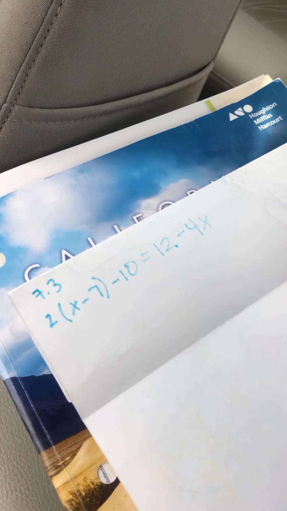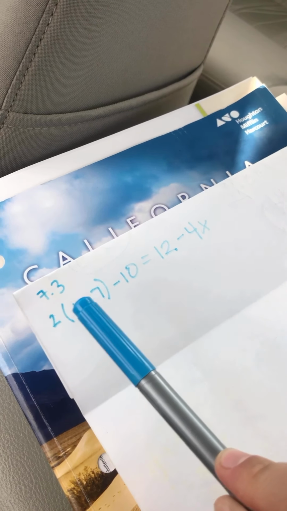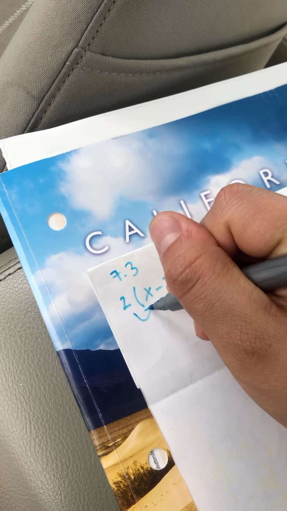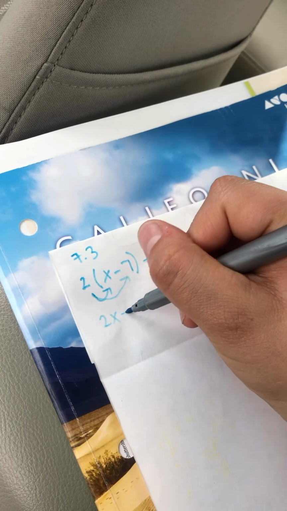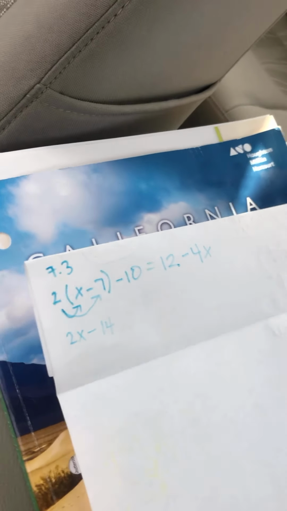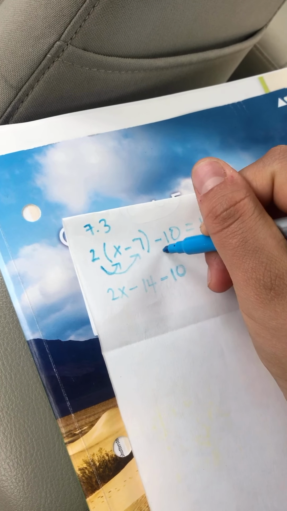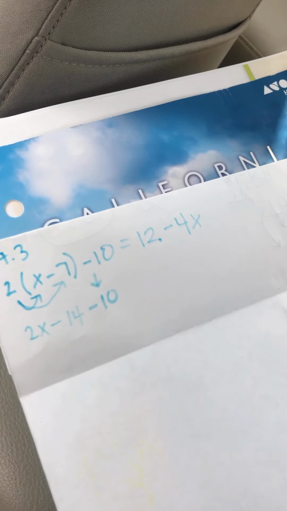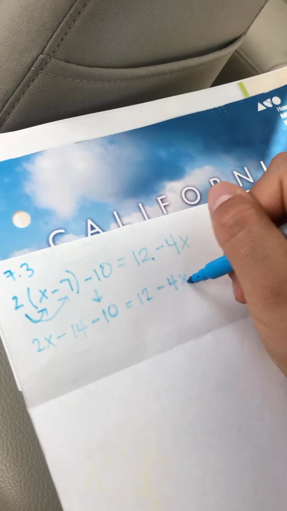Perfect. Okay, so first thing you really want to do is distribute. You don't want any parentheses. You want to distribute that 2 into the x and that 2 into the 7. So if we do that, we're going to get 2 times x is 2x, and 2 times negative 7 is negative 14. And we're just going to be dropping down that negative 10 as well, as well as 12 minus 4x.